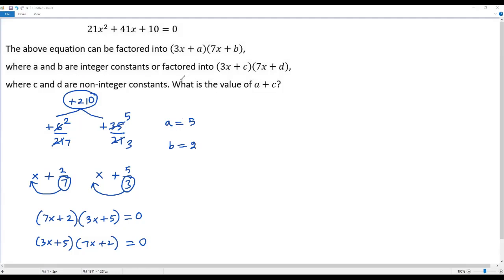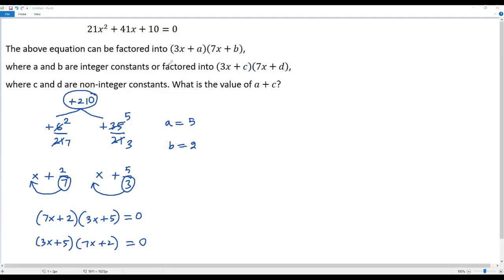Okay, now let's factor the same quadratic equation again, so we have to get non-integer constants at the place over here and here, because there is another factor form given over here, but in this factor form both c and d are non-integer constants.